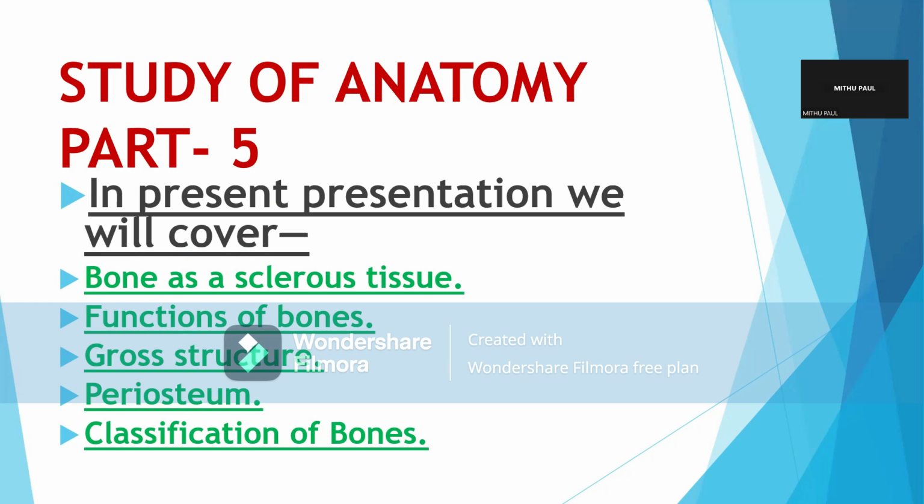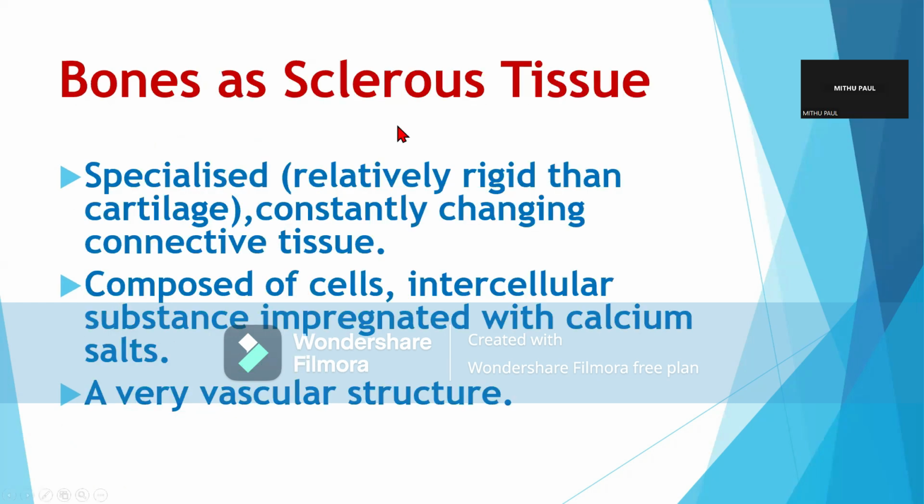So now, bone as a sclerous tissue. It is a specialized, relatively rigid tissue. Sclera is of Greek origin, and the term means hard. So it is definitely a rigid tissue, more rigid than cartilage too. If we say the consistency of cartilage is firm, the consistency of bone is hard. And it is constantly changing.